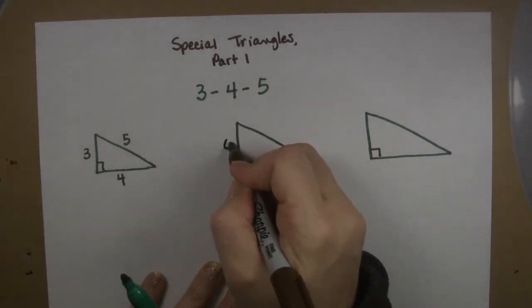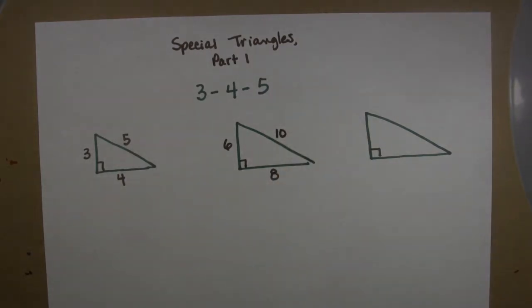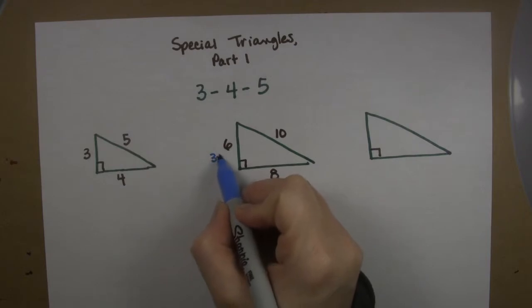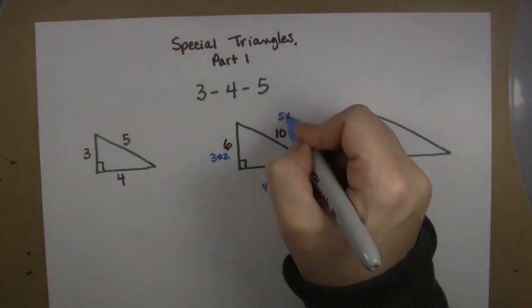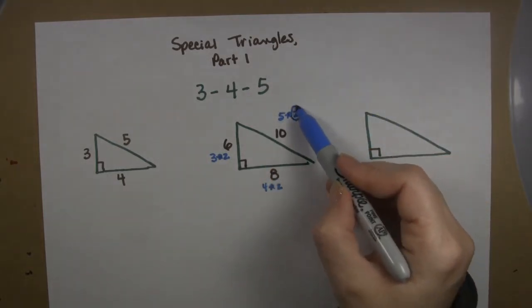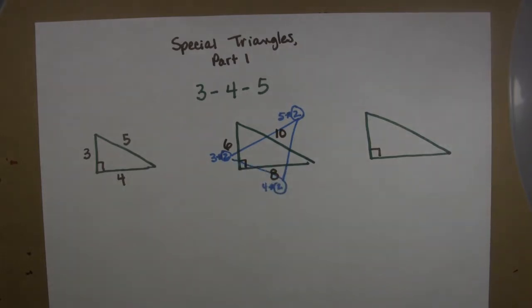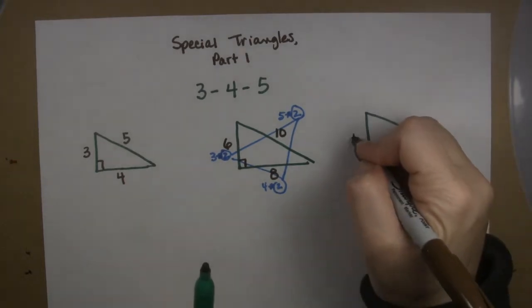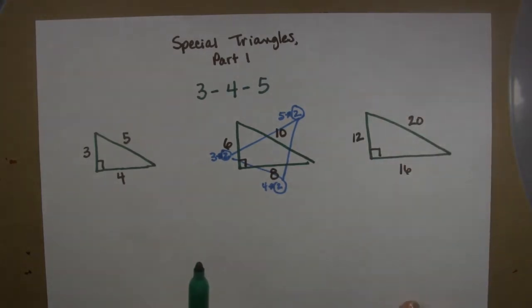So for instance, we could have 6, 8, and 10. You would calculate that because this is 3 times 2, 4 times 2, and 5 times 2. As long as you have the same number being multiplied by all 3 sides, it's still considered a 3, 4, 5 triangle because you could reduce each side into 3, 4, and 5. Or you could have larger numbers. You could have like 12, 16, and 20.